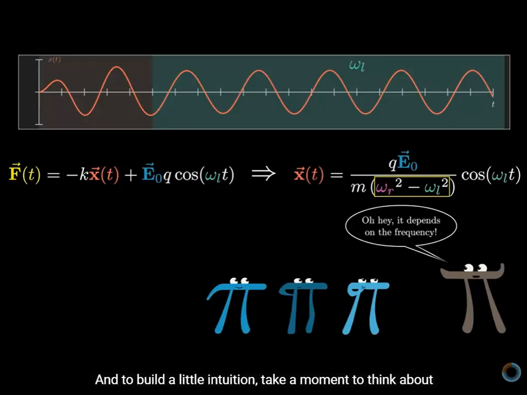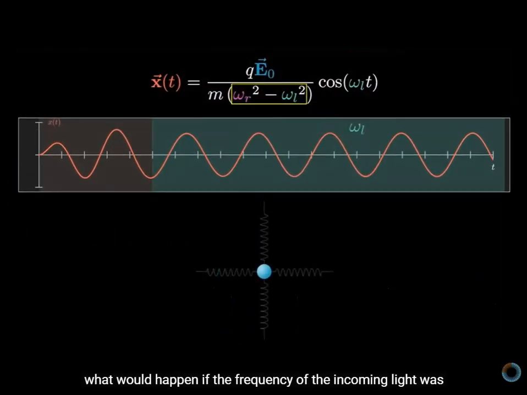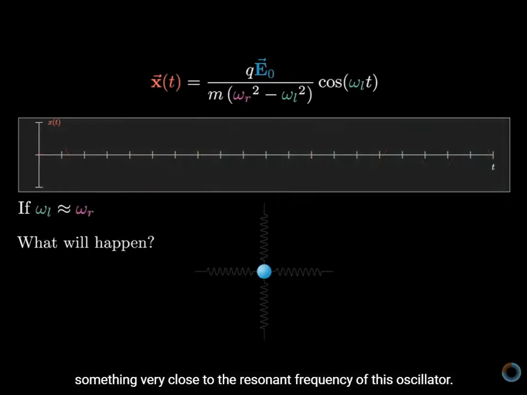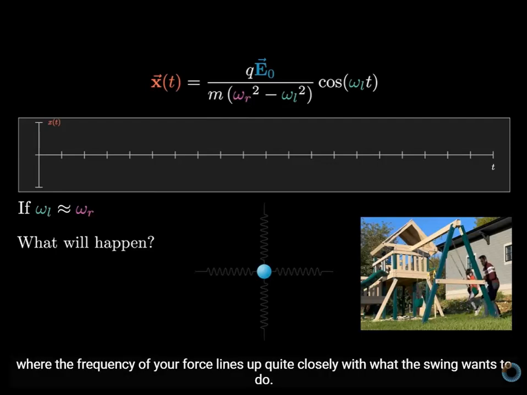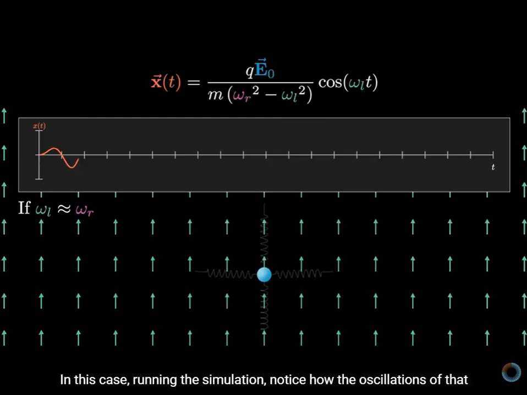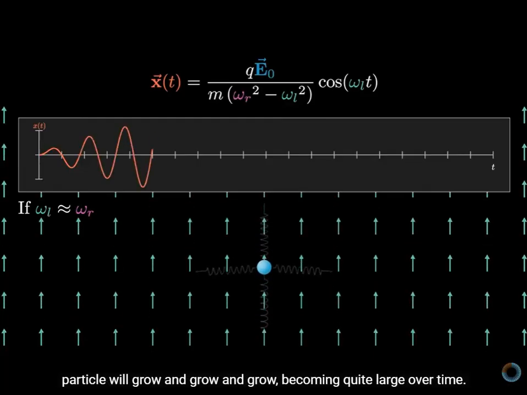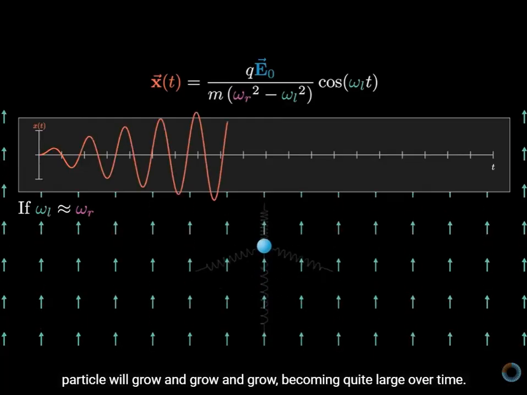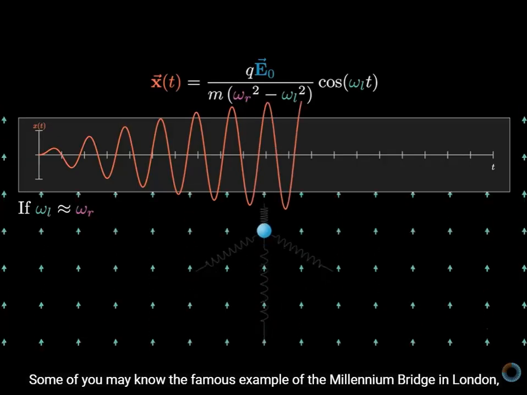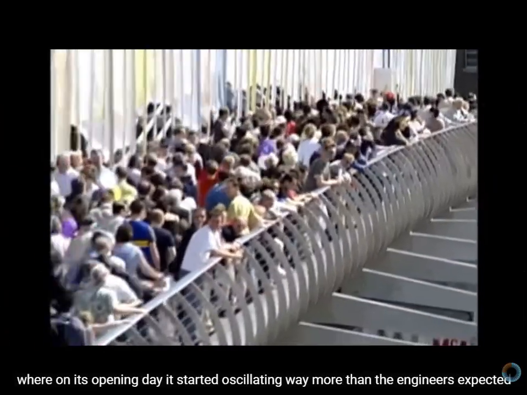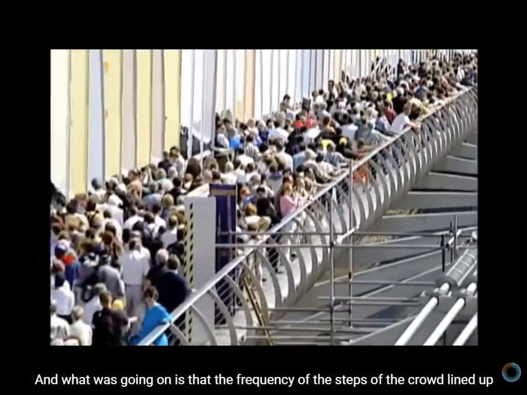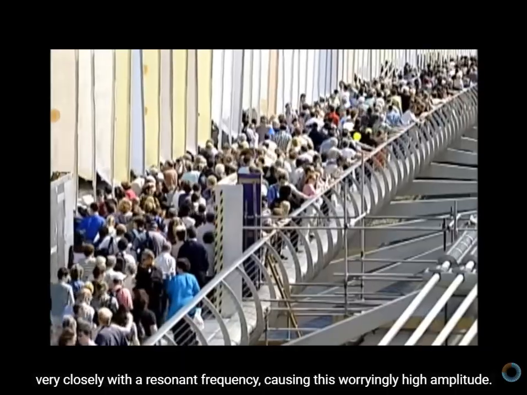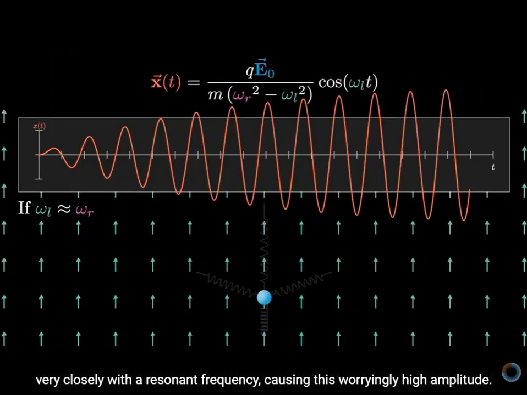And to build a little intuition, take a moment to think about what would happen if the frequency of the incoming light was something very close to the resonant frequency of this oscillator. This is analogous to the normal situation of pushing a child on a swing, where the frequency of your force lines up quite closely with what the swing wants to do. In this case, running the simulation, notice how the oscillations of that particle will grow and grow and grow, becoming quite large over time. Some of you may know the famous example of the Millennium Bridge in London, where on its opening day, it started oscillating way more than the engineers expected it to. And what was going on is that the frequency of the steps of the crowd lined up very closely with a resonant frequency, causing this worryingly high amplitude.